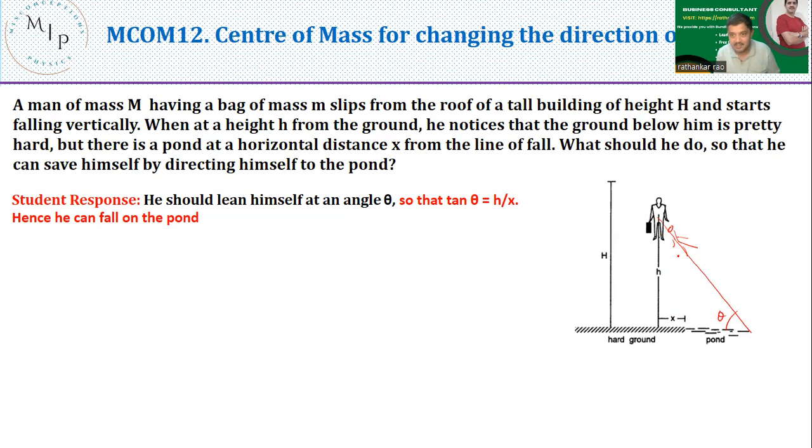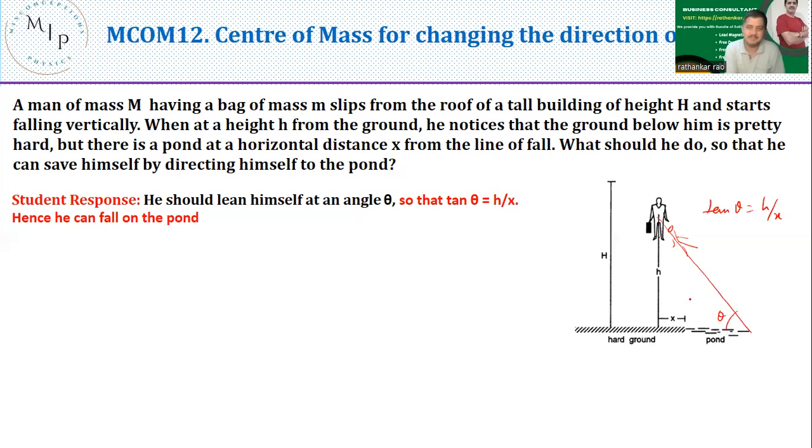Maybe I can draw the line here also, so that I can now write tan theta is equal to h by x, because I want to know the value of theta here. From here, I can find out what is this, 90 minus theta. And I can say, if I do something like this, I can easily fall.